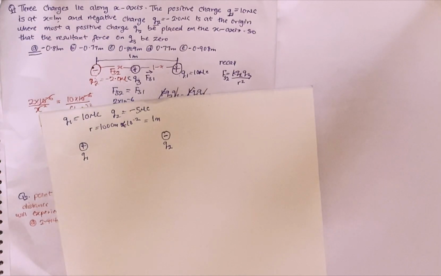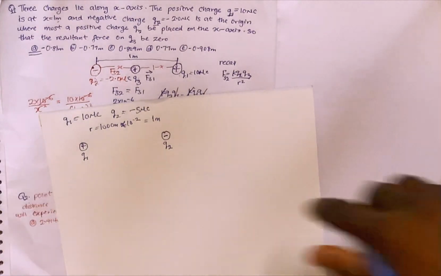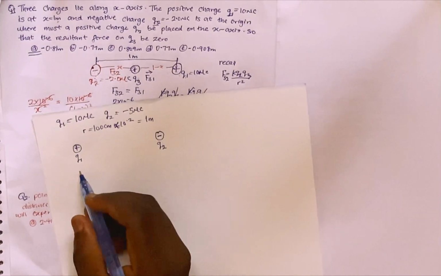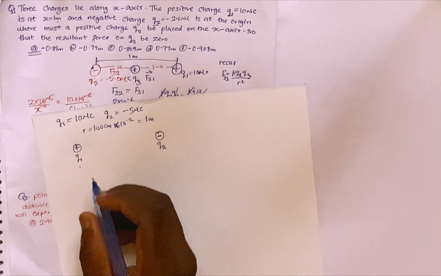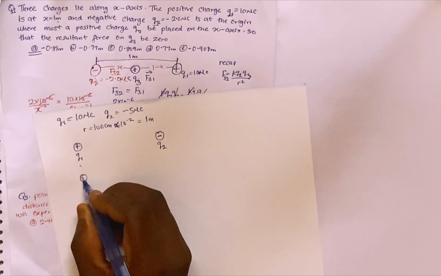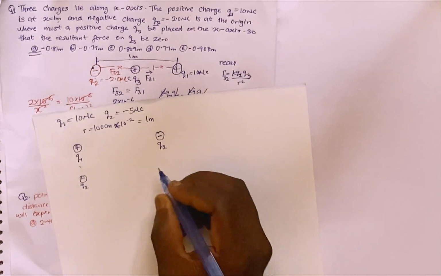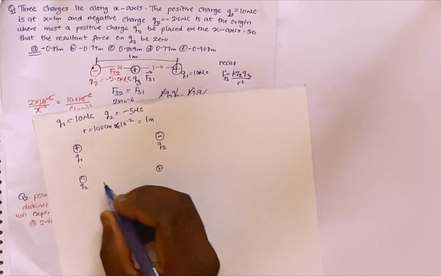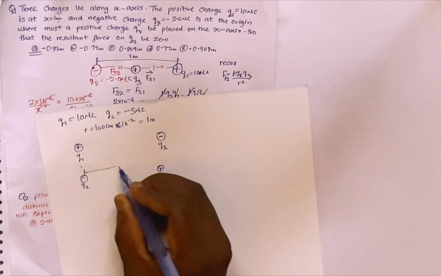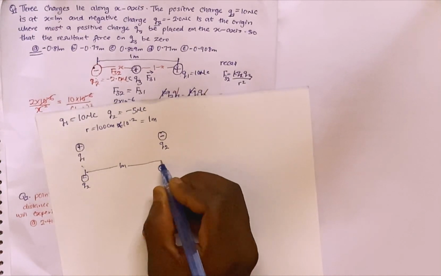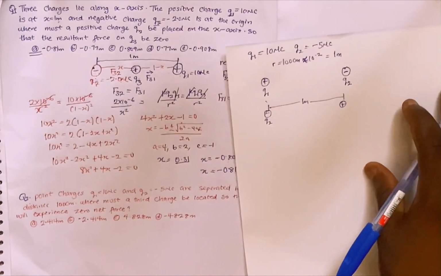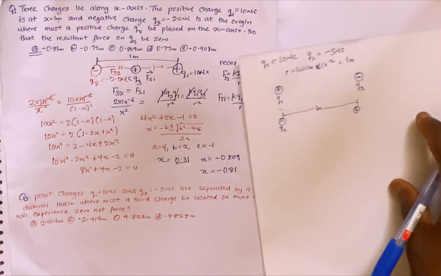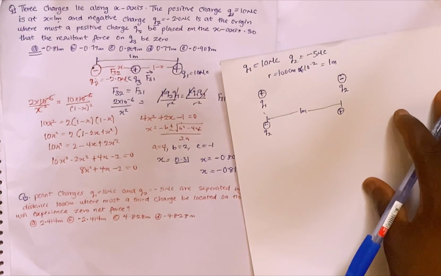But it is advisable to place Q2 at this side because it is a negative charge, to place it at the negative side. Placing it at the negative side, I'm going to have my Q2 to be here, right? And my Q1 to be here, which is positive. But both are 1 meter apart. They have 1 meter distance between them. So now look at this. Where must the third charge be located so that it will experience zero net force?